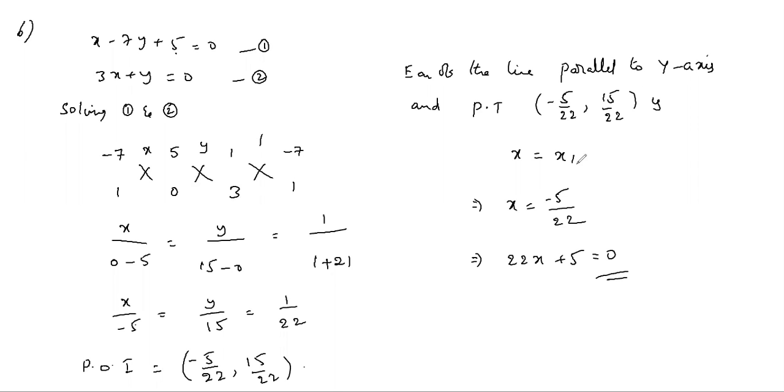Parallel to y-axis is x equal to x1. Parallel to x-axis is y equals y1. In the beginning one I gave the formulas. Here we have to find the point of intersection first, then the line passing through this point of intersection x1, y1 and parallel to y-axis. So x equal to x1. What is POI? Point of intersection. PT means passing through. In the exam, we write like this.